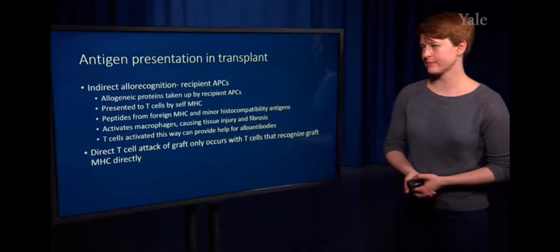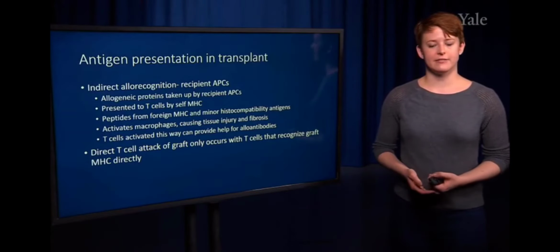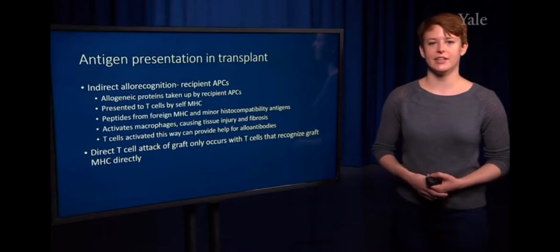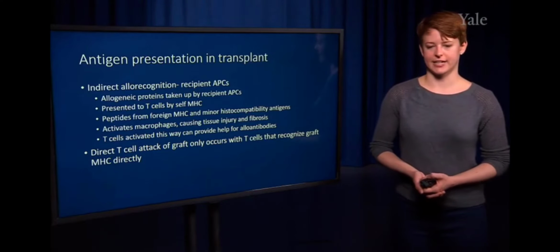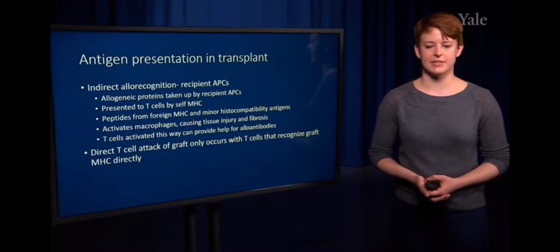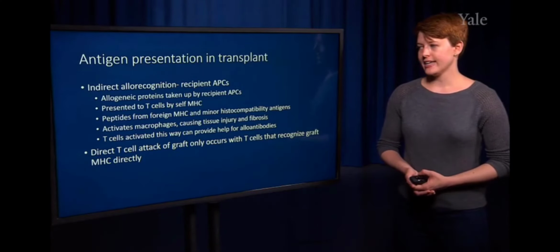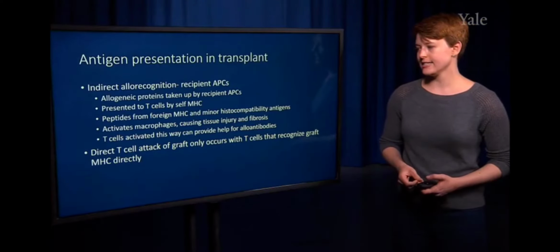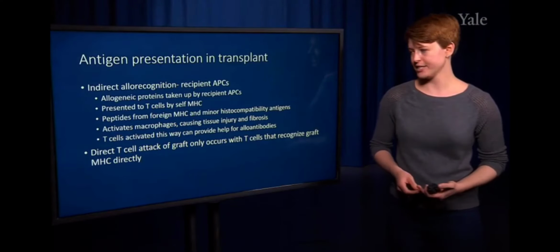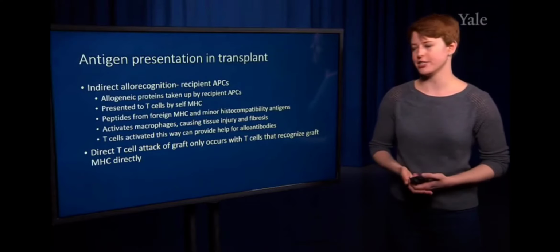However, antigen rejection can still occur even if the donor APCs have been removed. And this is known as indirect allorecognition, and this involves the APCs from the recipient. Here, those APCs from the recipient can go into the organ and take up those allogeneic proteins, and they present those peptides on self-MHC to T cells and activate those T cells. And this can also activate cells such as macrophages, which leads to more gradual tissue injury and fibrosis.